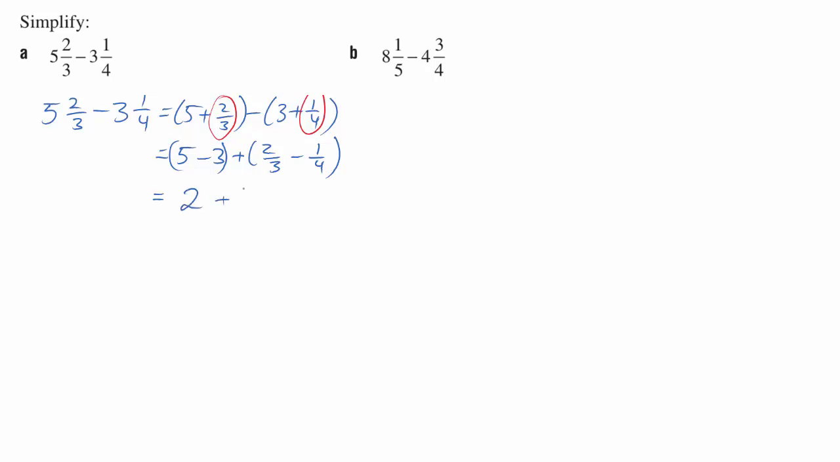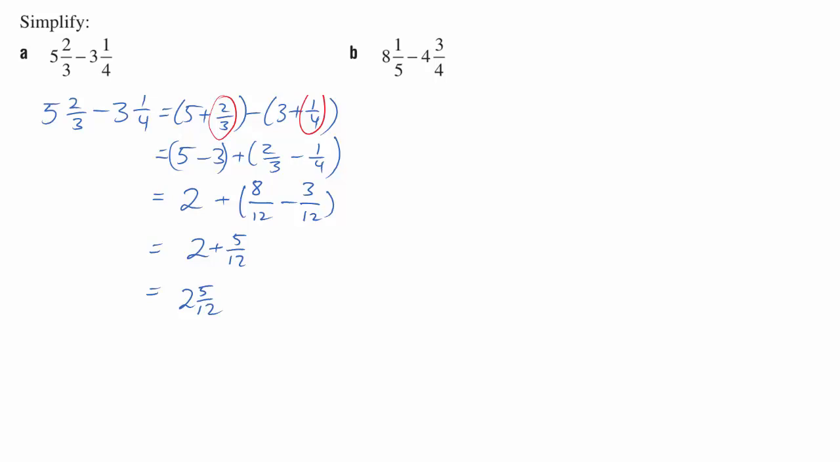And 2/3 minus 1/4, well, we need to get a common denominator there, don't we? So the common denominator would be 12. 2/3 is the same as 8 over 12. 1/4 is the same as 3 over 12. So we have 2 plus 5 over 12, which is of course 2 5/12. There is an alternative way of doing this method, which I'll show in a moment.